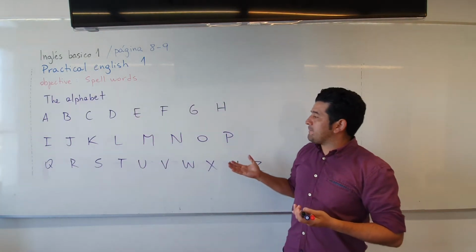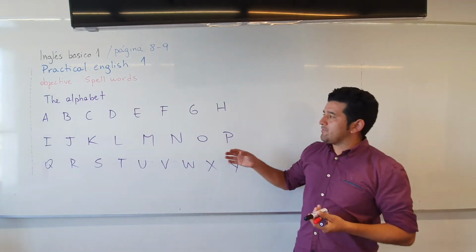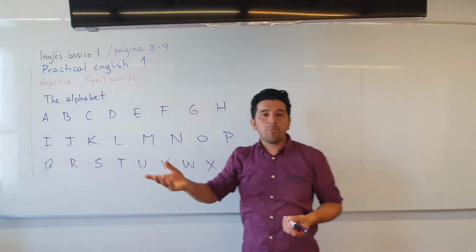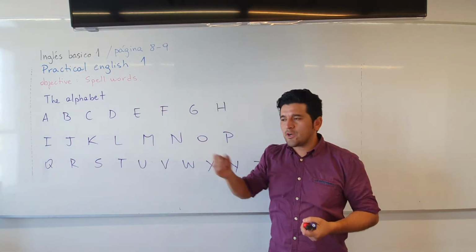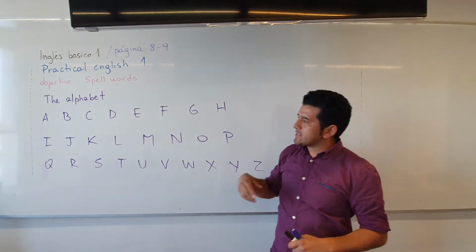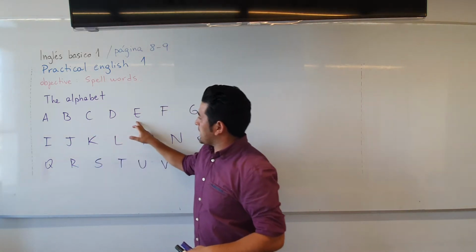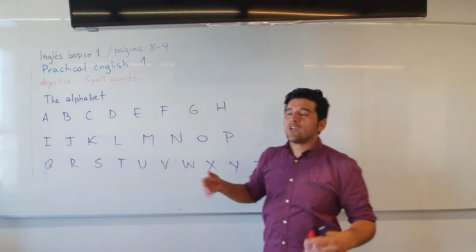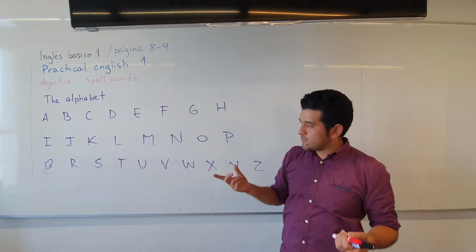Okay, so we have the alphabet. Most of the time we use the alphabet when we want to spell words. For example, if somebody asks you, what's your name? My name is Jesus. How do you spell it? It's J-E-S-U-S. Okay, that's your name, Jesus.